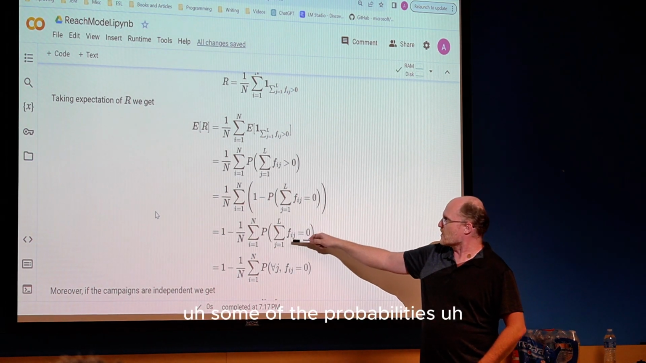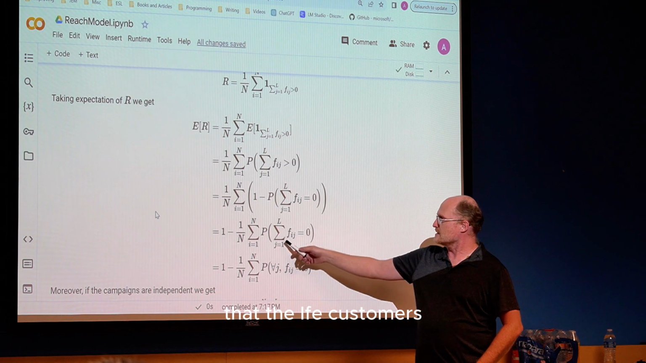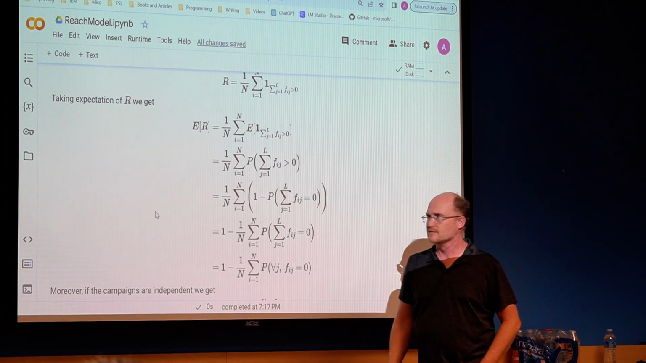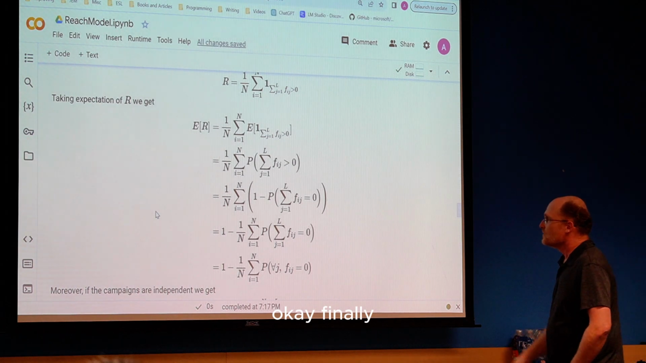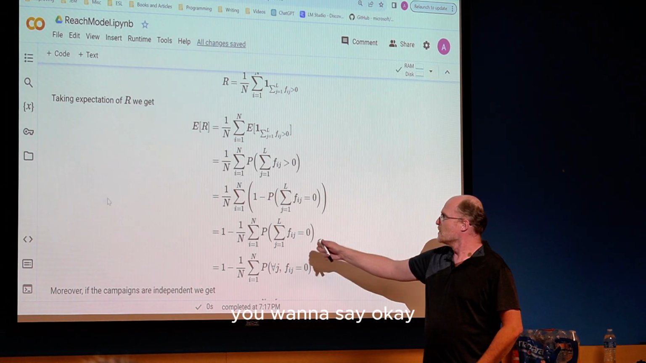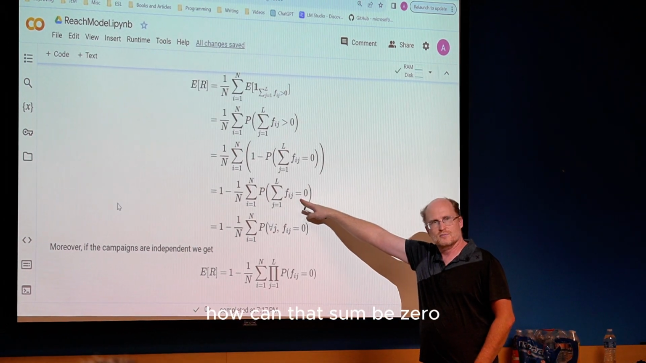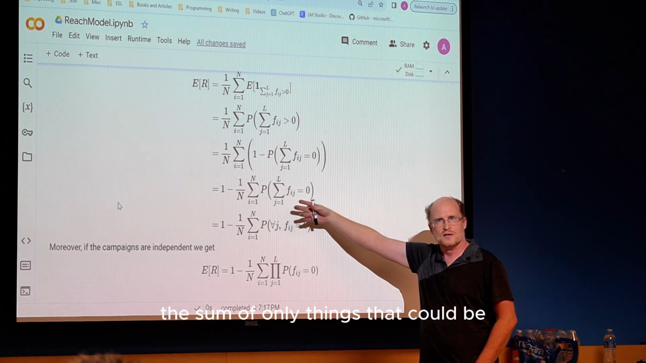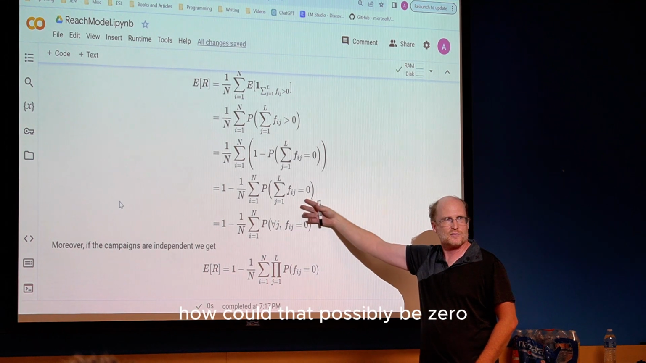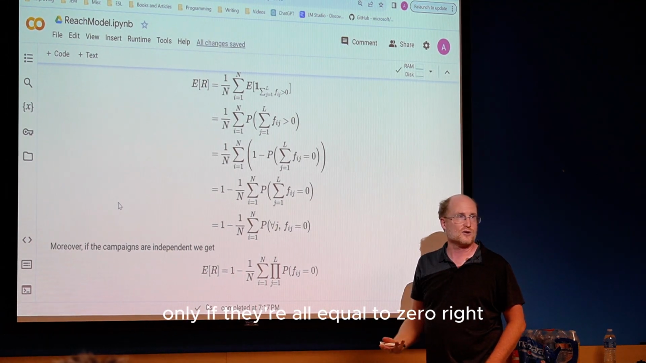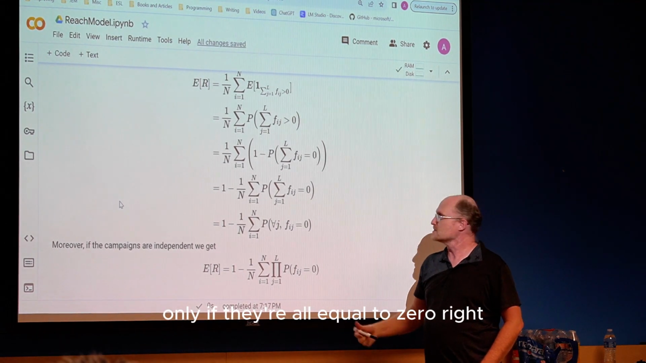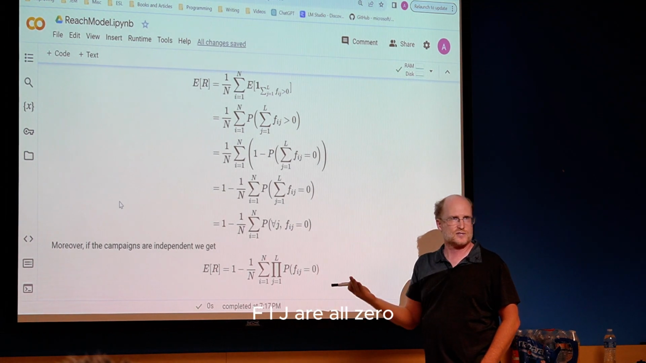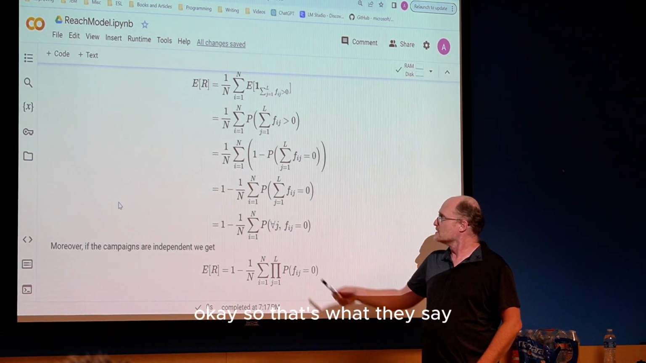Sum of the probabilities that the ith customers, or the ith respondents, won't be reached. Finally, you want to say, okay, how can that sum be 0? Literally, how can the sum of only things that could be 0 or greater possibly be 0? Only if they're all equal to 0, right? So the only way that this sum is equal to 0 is if the Fij are all 0. Okay? So that's what this says.